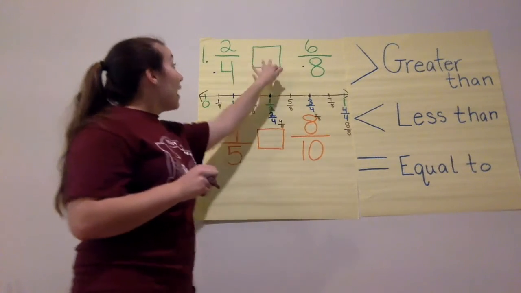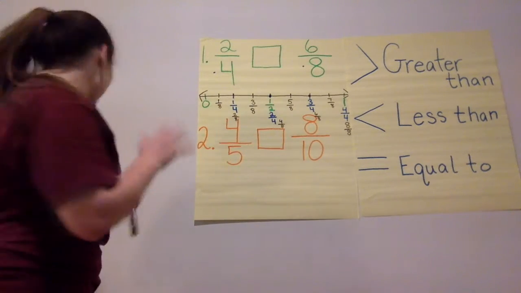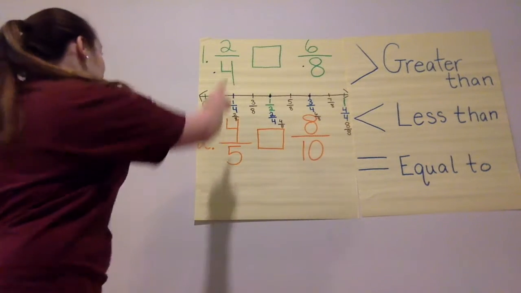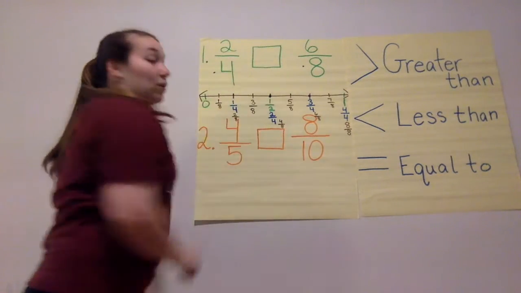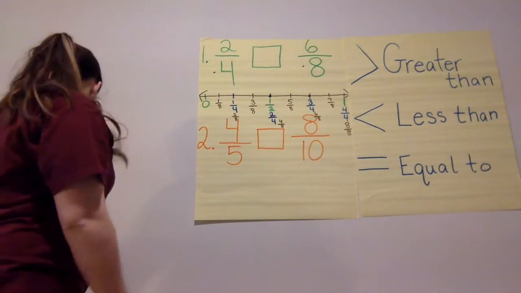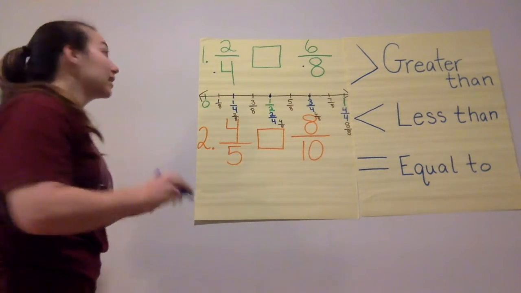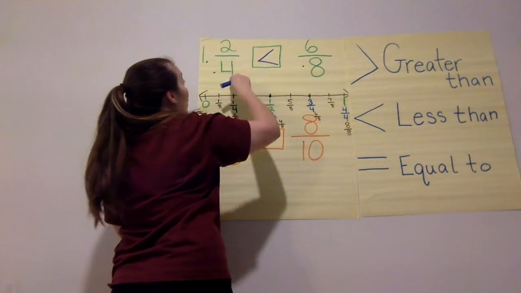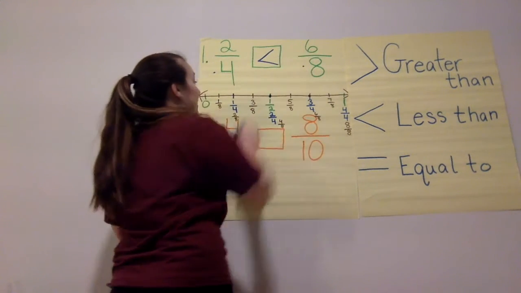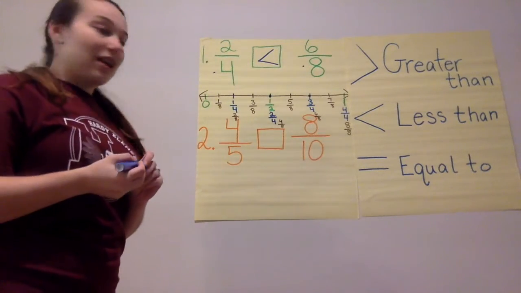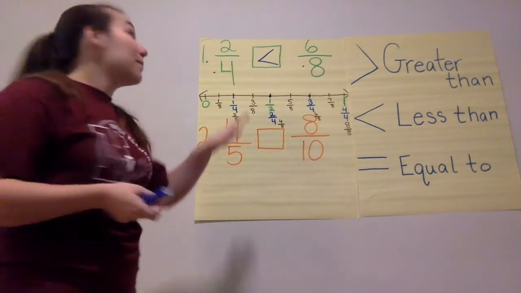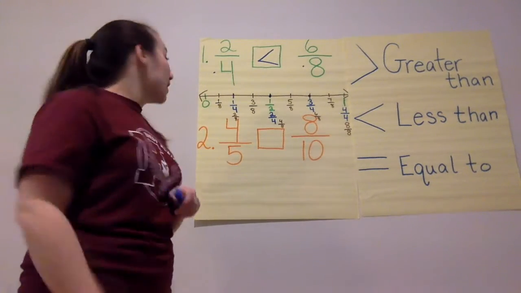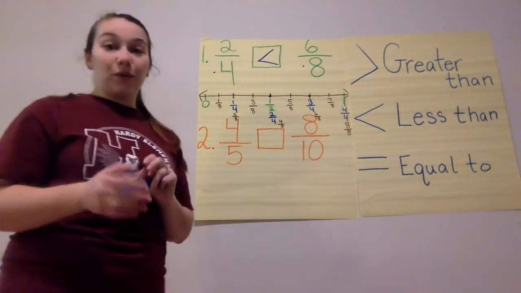So the way we can fill out this mathematical sentence is by filling this spot in with which sign? Less than. Very good. So 2/4 is less than 6/8. All right. Very good job on question number 1. We are going to go ahead and move on, keep it going, to question number 2.